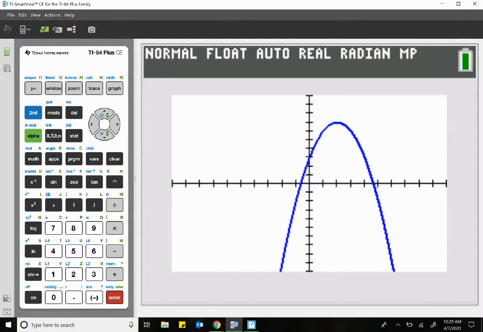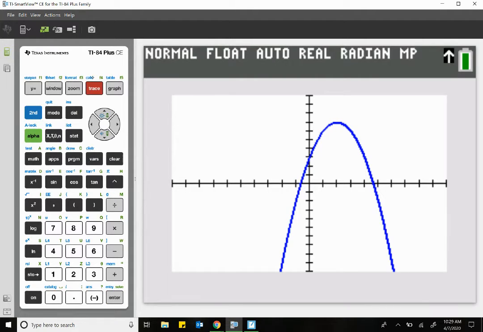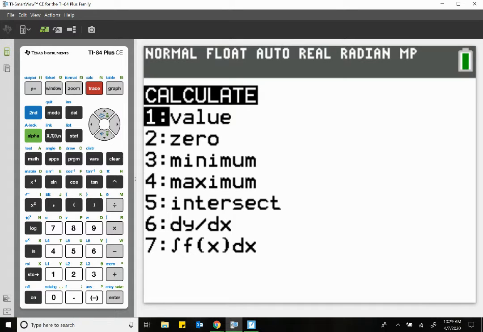So you notice it's an arch, so that means we have a maximum, okay, which is very important for us because in order to find this vertex here, you're going to hit second trace. Notice there are two important words on the screen. Maximum and minimum right here. Maximum and minimum. Very, very important words. Okay? So which one did we have? We had a maximum. So we're going to scroll down to maximum.